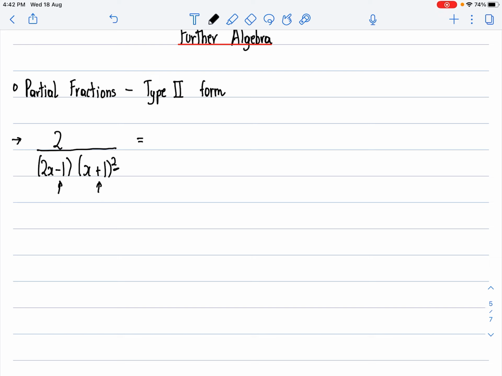Now, how will be the partial fraction form for this? The partial fraction form will be a over 2x minus 1 plus b over x plus 1 plus c over x plus 1 the whole square. This is basically the partial fraction form for a type 2 denominator. So you'll have the 2x minus 1 here, then x plus 1, then x plus 1 the whole square. This is what you need to note, correct?